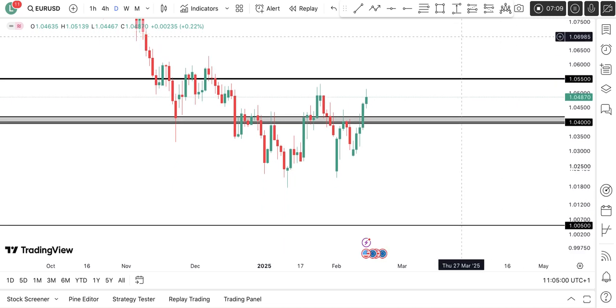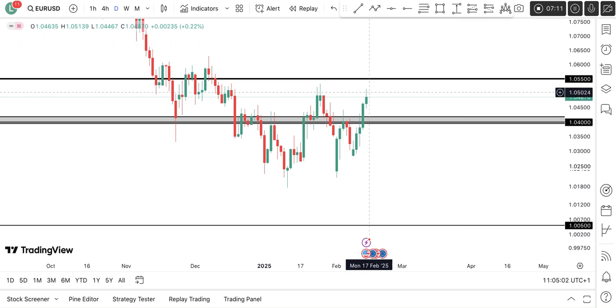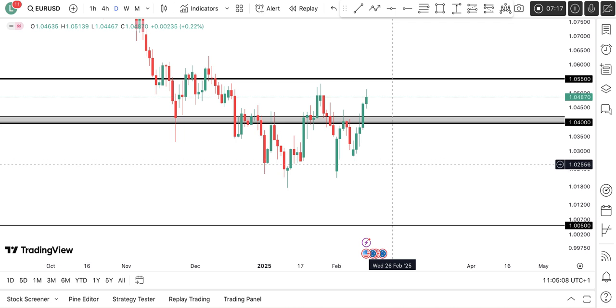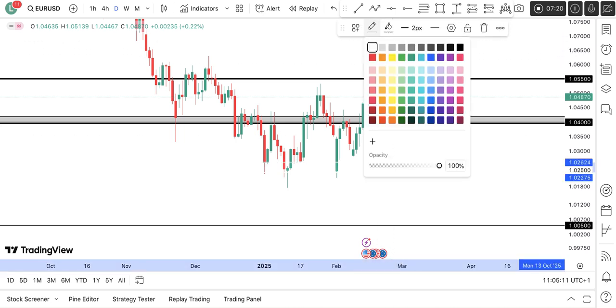If you're trading Euro USD, sit on your hands for now. Wait for the break, wait for the retest, and then sell. You see what I'm saying? So you wait for the break, retest, and then sell. Just sit on your hands for now.